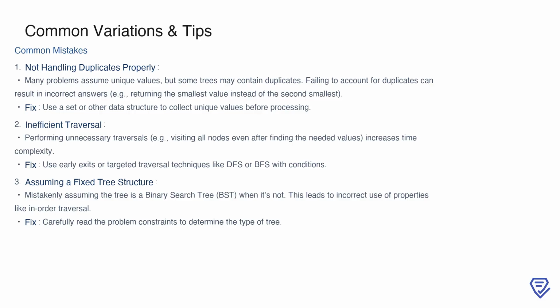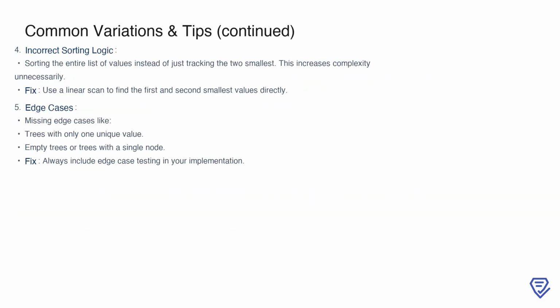Another common pitfall is incorrect sorting logic. For example, some solutions sort the entire list of values when you only need to track the two smallest ones. This adds unnecessary computational overhead. Instead, you can use a linear scan to directly find the smallest and second smallest values, which is much more efficient. Additionally, it's easy to overlook edge cases, such as trees with only one unique value, empty trees, or trees with just a single node. To address this, make sure you include thorough edge case testing in your implementation. Identifying these scenarios early can save significant debugging time and ensure your solution is robust.